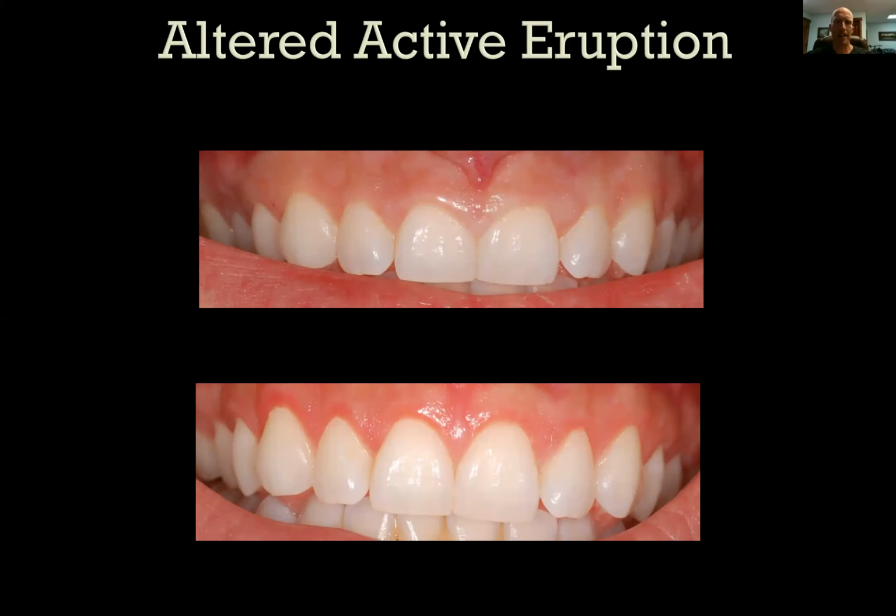So altered active eruption is your classic aesthetic crown lengthening case that we see. An individual comes out of orthodontics, or sometimes they reach their early 20s or early 30s and they finally decide they want to address their gummy smile.